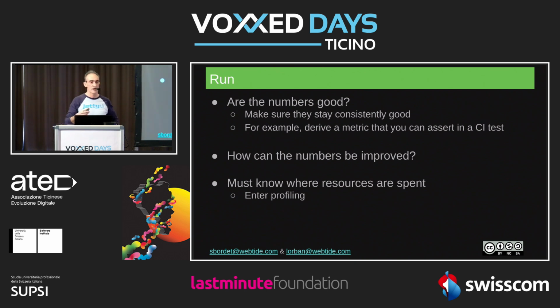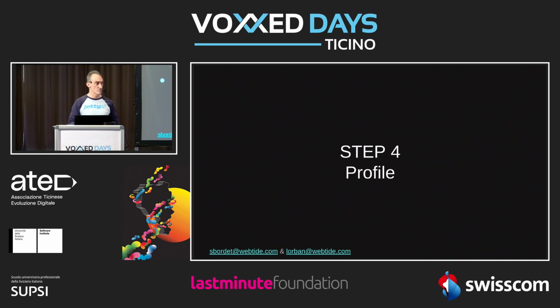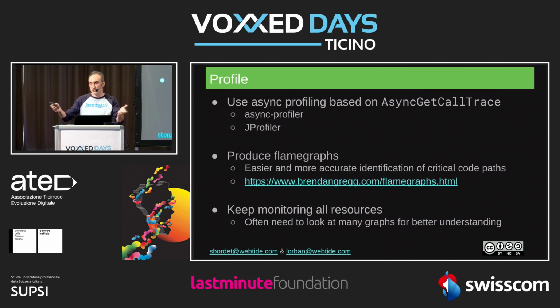For example, I went with 10,000 requests per second, 50% CPU, network is okay, no errors, all good. Can I do 20,000 requests per second, also staying at 50% CPU? That is a legitimate question because it will allow me to buy fewer machines on the cloud and be more efficient. So in order to answer this question, you need step 4, which is profiling.